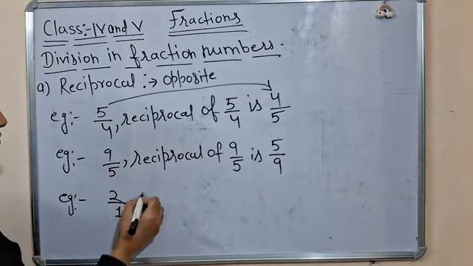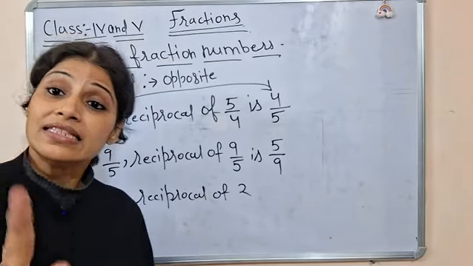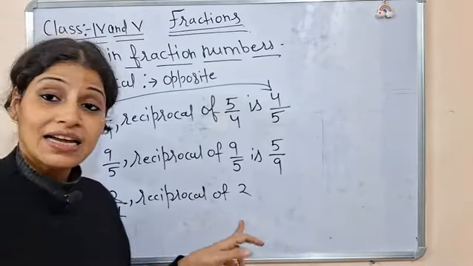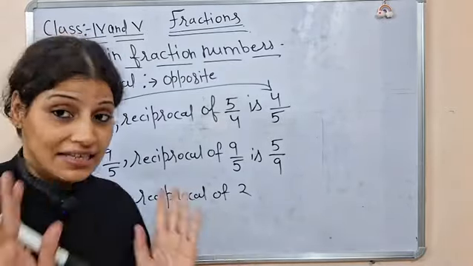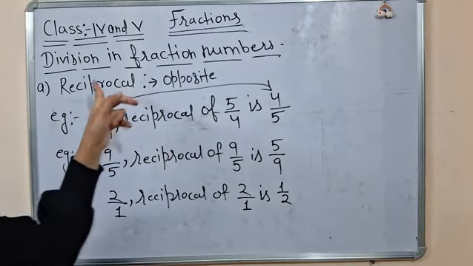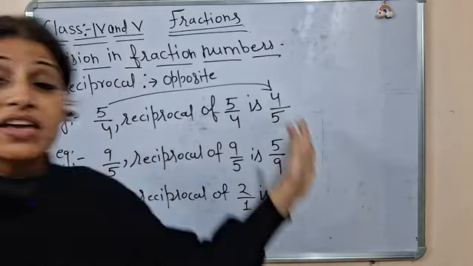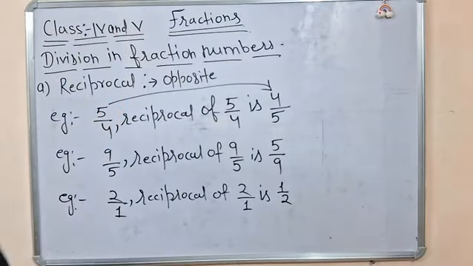It is understood that every whole number or natural number is a fraction number. So 2 is there, but the 1 is invisible. If you want to put it, that is completely your wish. So the reciprocal of 2 upon 1 will be 1 up and 2 down. So it is the opposite of it. That's why we call reciprocal means opposite. So we have learned our first step. Now we can easily learn division using fractions.